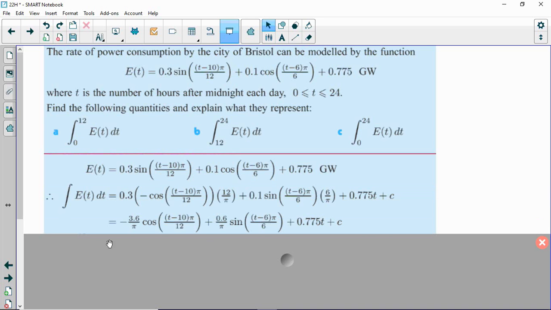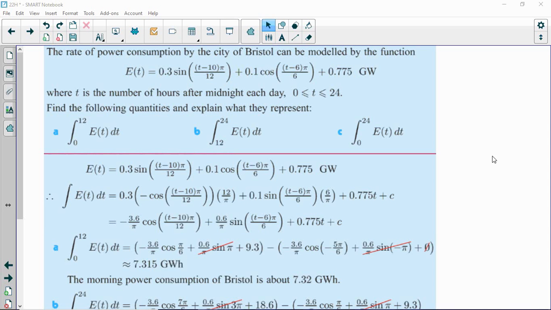However, we do have these coefficients here of 3.6 over pi and 0.6 over pi and 0.775t. So you're going to use a calculator for this particular problem in the end anyway, so really you're just going to skip over this entire step and just calculate the integral using technology, of course. So there isn't a lot of excitement to be seen in the numerical values.